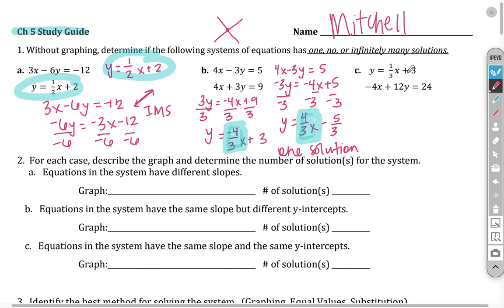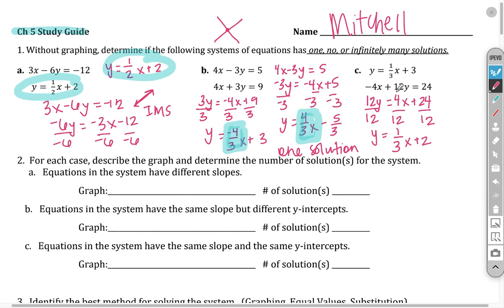All right, we've already got one set to y. We need to set the other one to y. So we're going to start once again by moving our x. This is negative 4x, so we're going to add 4x to the other side. So we have 12y equals 4x plus 24. And then we're going to divide by 12. And we get y equals 4 divided by 12, which reduces to 1/3, so 1/3 x. And then 24 divided by 12 is 2. So our first problem was 1/3 x plus 3. This one is 1/3 x plus 2.